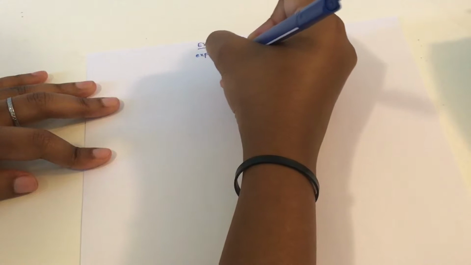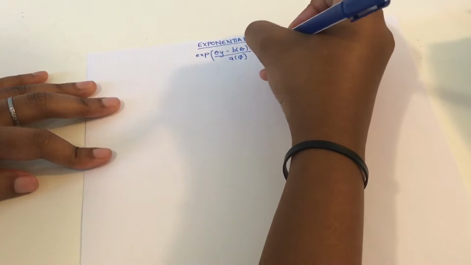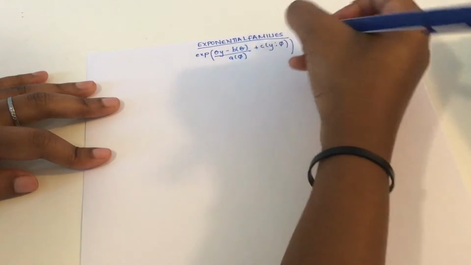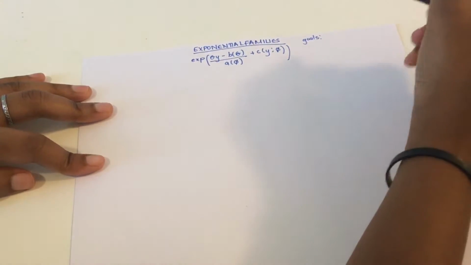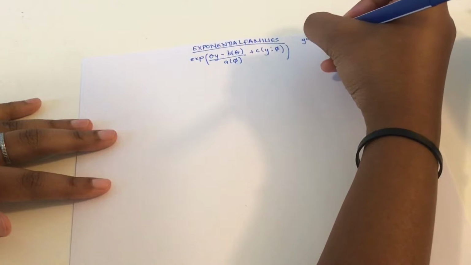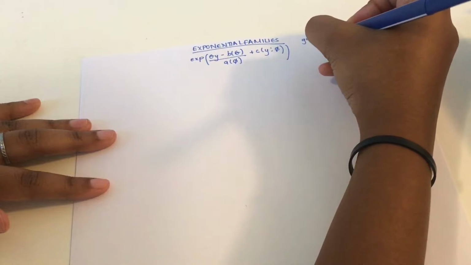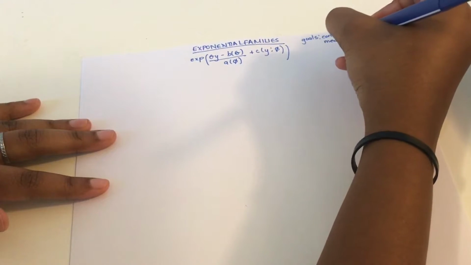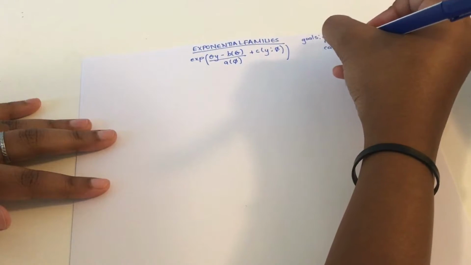So the exponential family is written in the form theta y minus b theta over a phi plus c, which has the components y and phi. And we shall be looking at our goals in this case, which is first of all to convert the normal distribution into the exponential family. Our second goal would be to find the mean, which is the first derivative of b of theta.